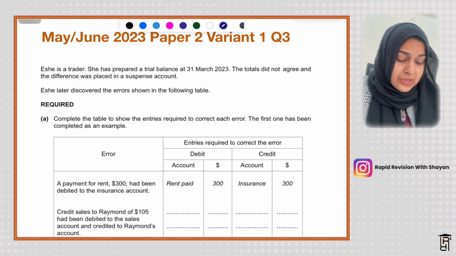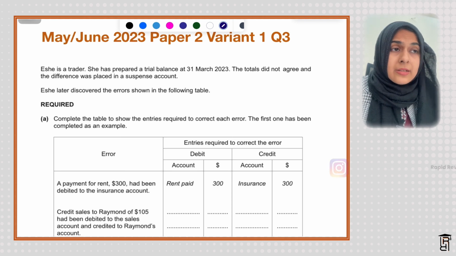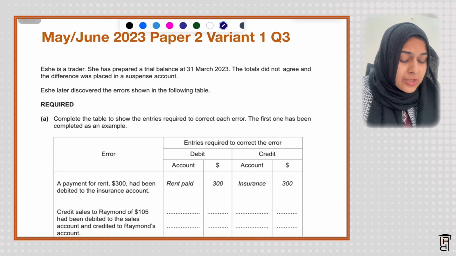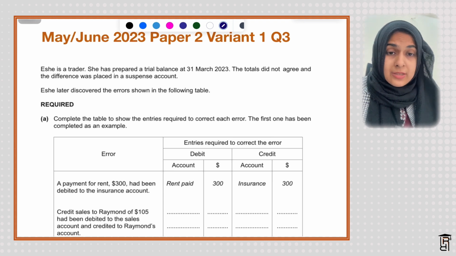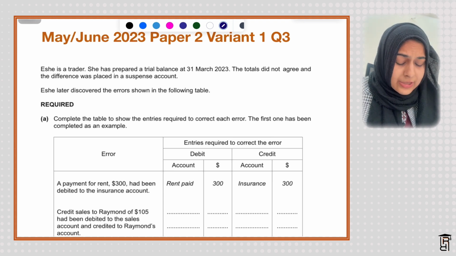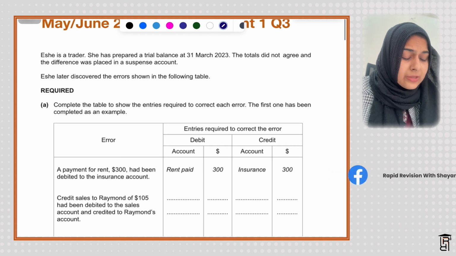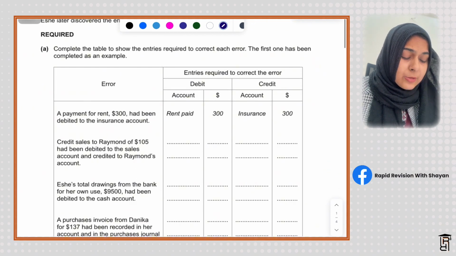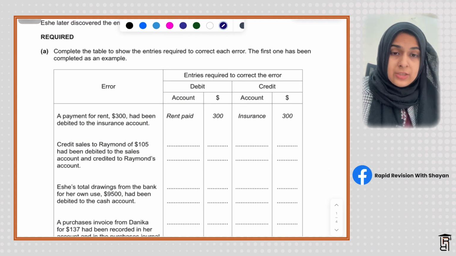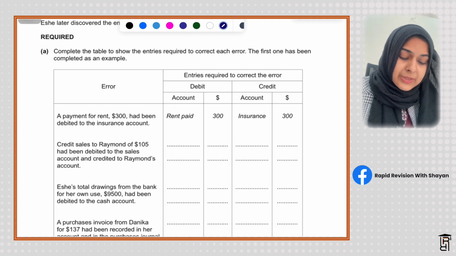The totals did not agree and the difference was placed in a suspense account. So that means debit and credit totals weren't equal, because of which we needed a suspense account and we had to put the difference in the suspense account. Then they're saying Eshe later discovered the errors shown in the following table. Complete the table to show entries required to correct each error. The first one has been completed as an example.